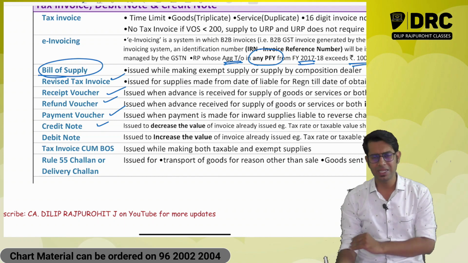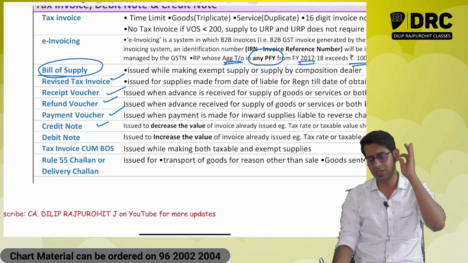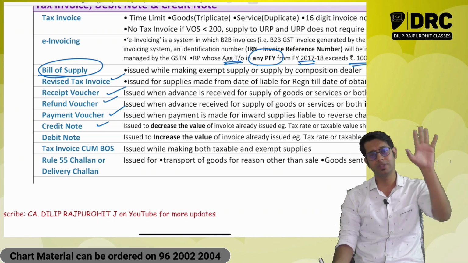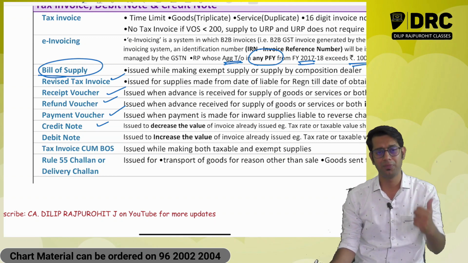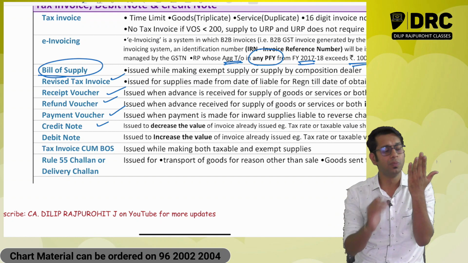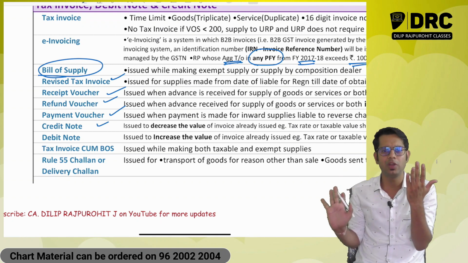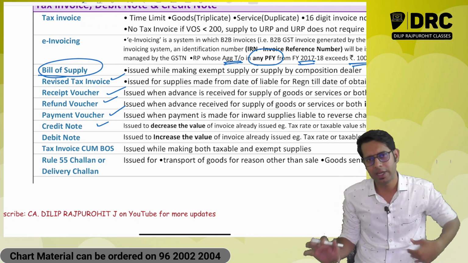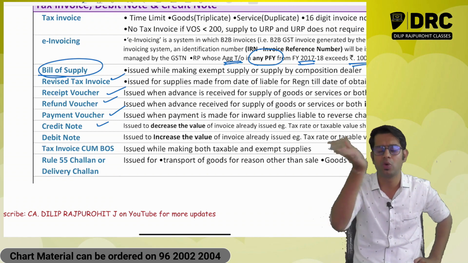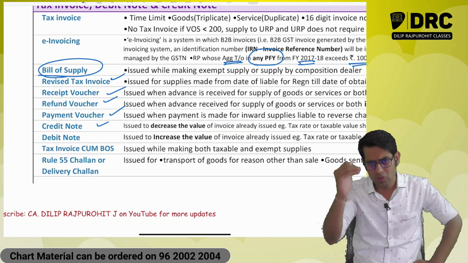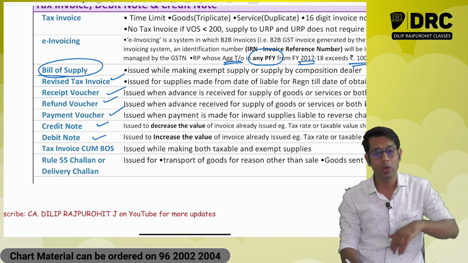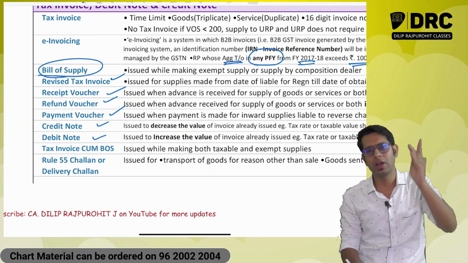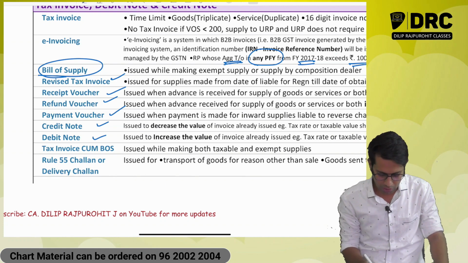Credit note. A credit note is normally issued to decrease the value of an invoice already issued by you. For example, the tax rate shown by you in the invoice is more than the actual tax rate. The actual tax rate is only 5%, but you have given the invoice showing a tax rate of 18%. The taxable value is more than the actual taxable value, etc. To reduce the value of supply, you will give the credit note. To increase the value of the invoice, you will give something called a debit note.